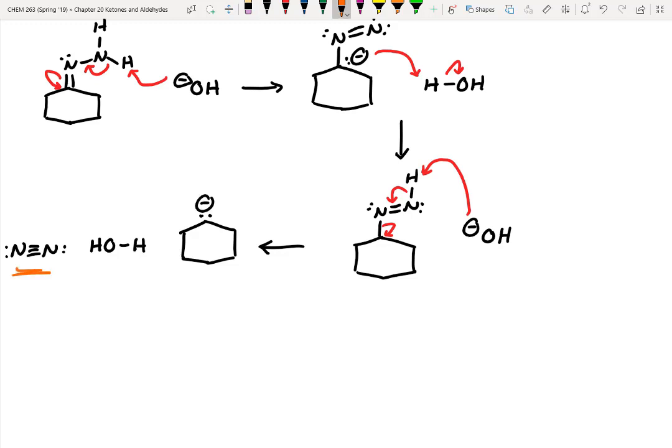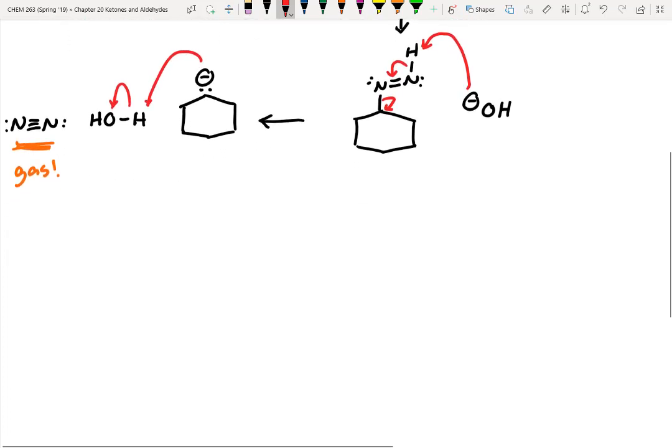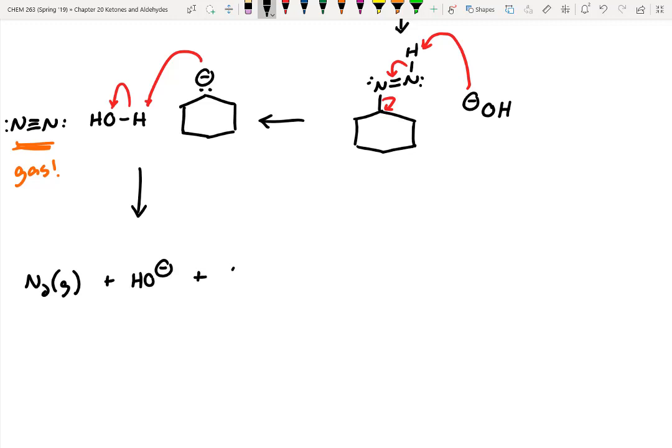But the key thing is that this is a gas. Really, the first few steps we could have shown with equilibrium arrows, but once it reaches this point and liberates nitrogen, it's no longer under equilibrium conditions, which means the whole equilibrium is no longer under equilibrium conditions. All right? And then in the very last step, we can pluck off a proton from water and we can get to our cyclohexane.